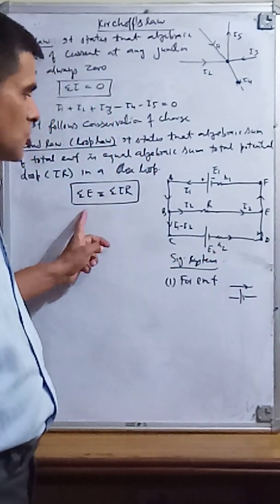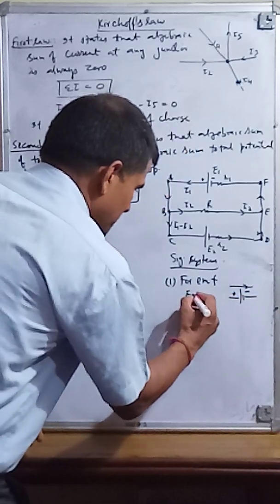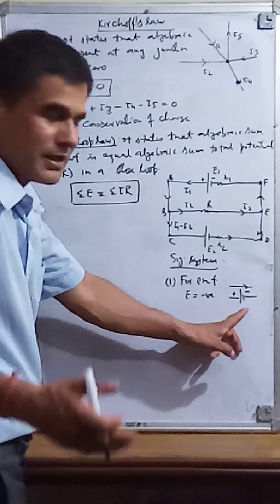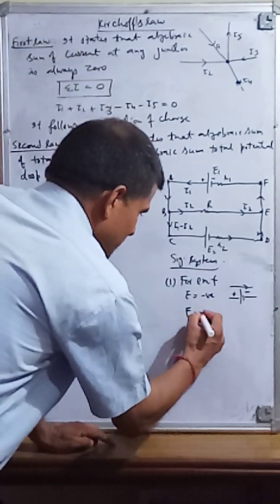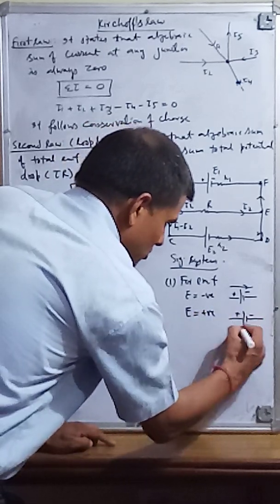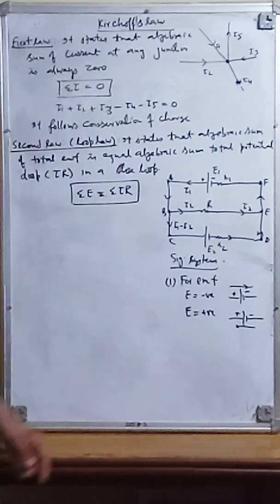In order to apply this law, we cross the cell from positive to negative terminal. Then EMF will be negative. The terminal which you leave at last, that is negative. And second, EMF will be positive if this is the cell and you are crossing it this way, while applying this formula. So here EMF will be positive.